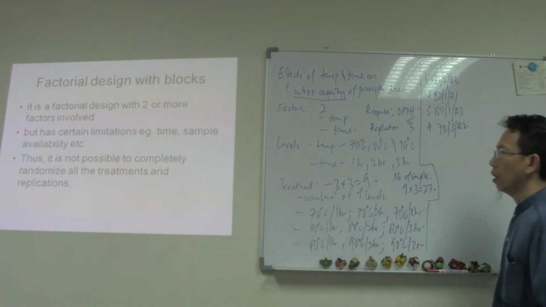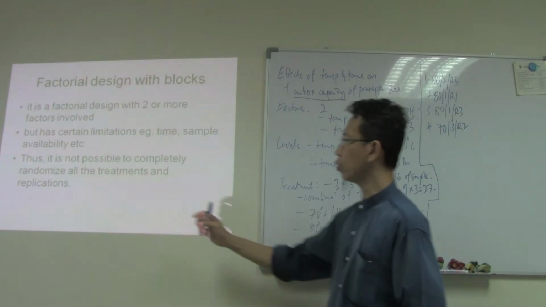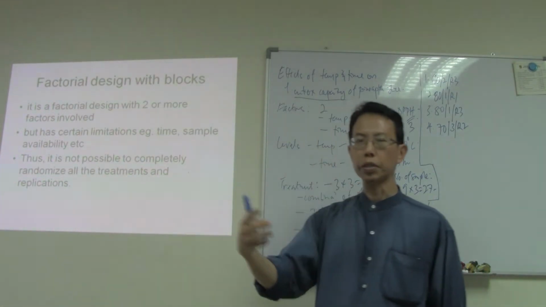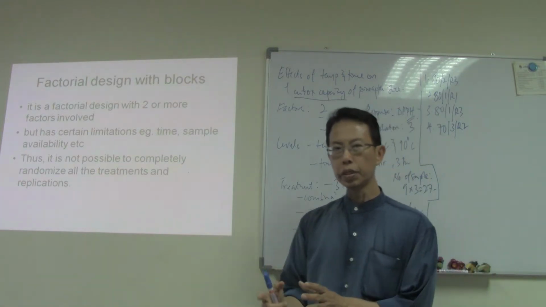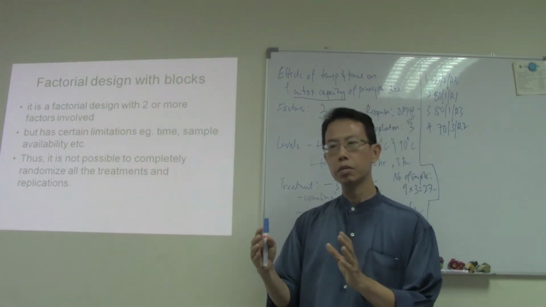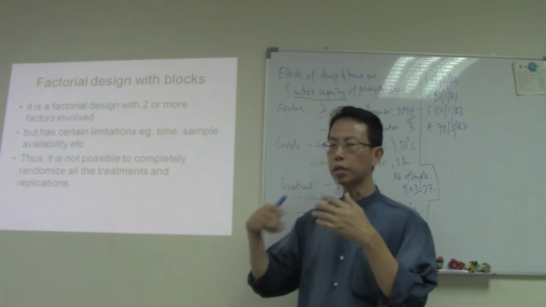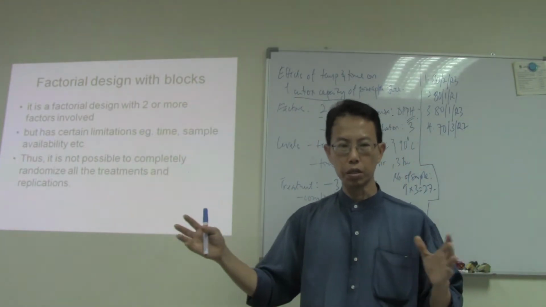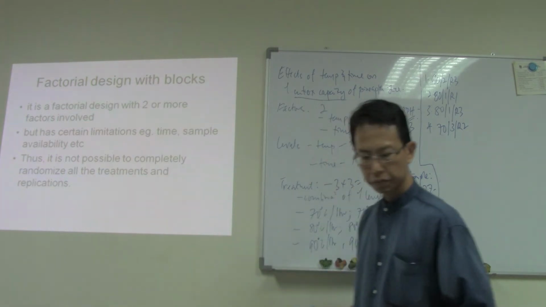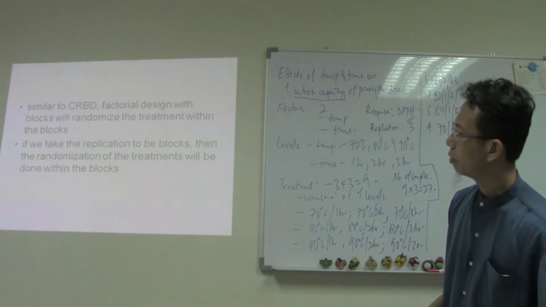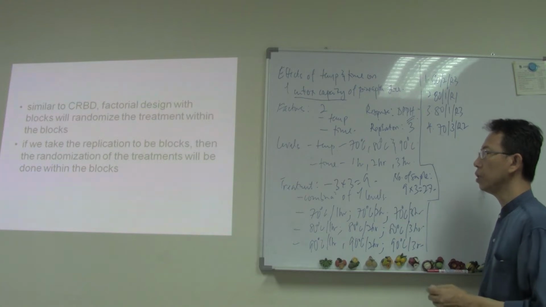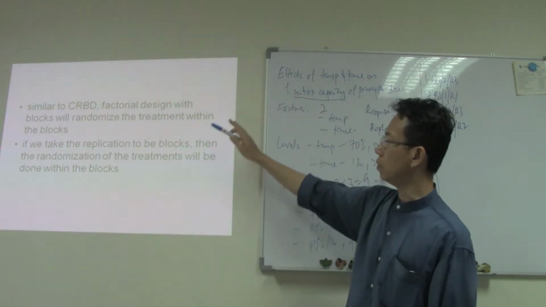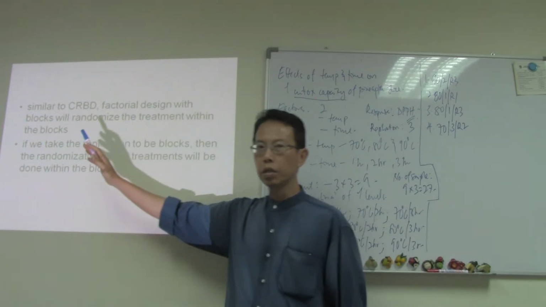So when we create blocks, when we randomize, we do not randomize all the treatments and the replications. So there will be randomization, but it will be limited randomization, where the randomization will only occur within each block. It doesn't occur among all the samples. So it is similar to RCBD, randomized complete block design. So there is randomization, but only within the blocks.